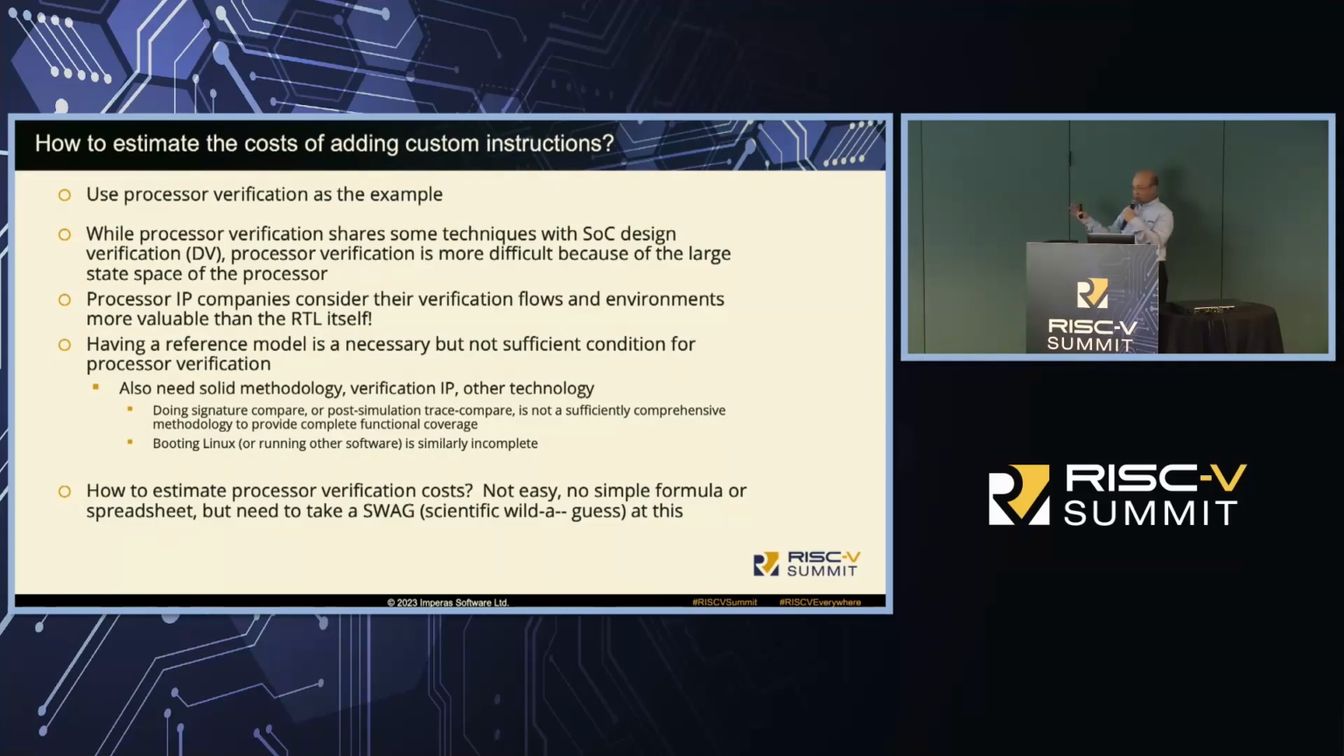Having the reference model, as I said, is necessary but not sufficient for processor verification. You also need a solid methodology. You need verification IP. You need other technology. You need things like functional coverage. I mean, it's verification. There's a lot that goes into it. And some of the simple things that you think of, like doing signature compare or a post-simulation trace compare, is not sufficient for the complexities of a RISC-V core that you're going to be building, that's going to support interrupts, that's going to support privilege modes, and so on.